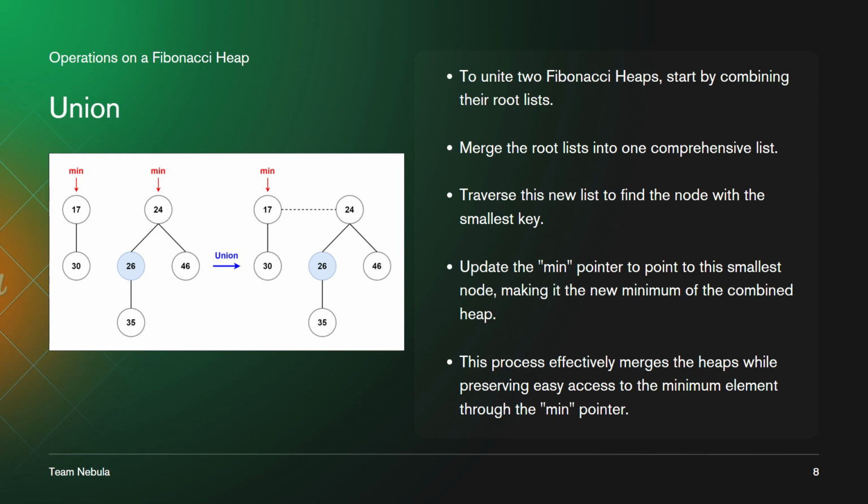Think of it as bringing two heaps together and arranging their roots in one line. Then we pick the smallest element from all these roots to be the new leader of the combined heap. In this way, we have successfully united two heaps while ensuring that the minimum element is still easily accessible through the min pointer.